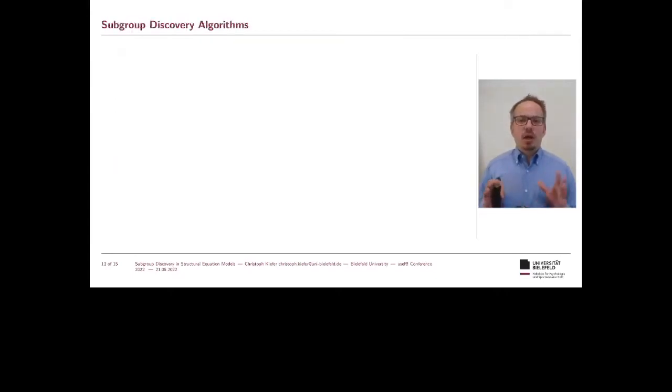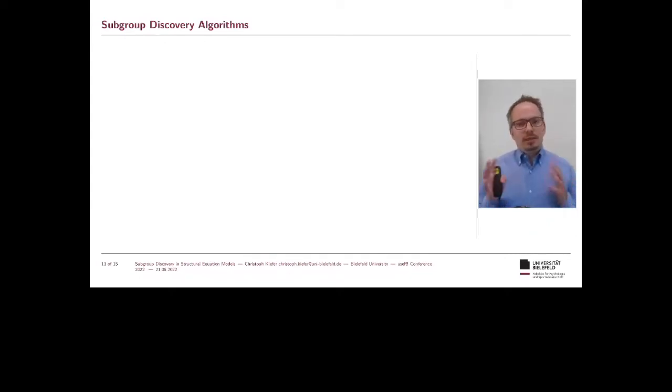Now I have talked a lot about how exceptional model mining works in principle and what specifics come with structural equation models. But what are actually our options regarding the subgroup discovery algorithms, which make up the fourth step of exceptional model mining? Which algorithms can we choose from and what do they do? Let me talk about this for the remainder of this talk.